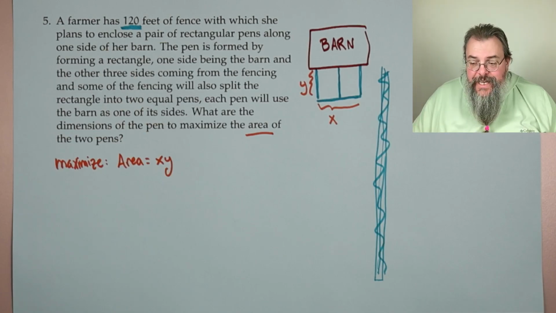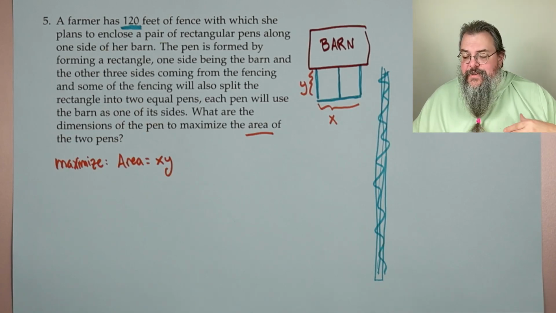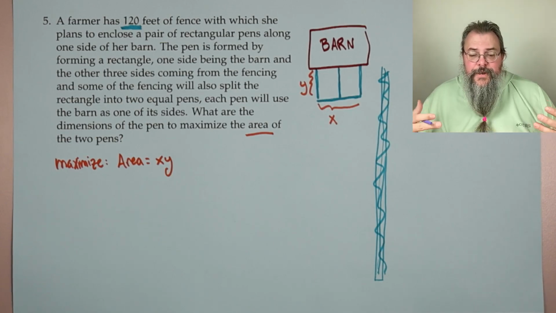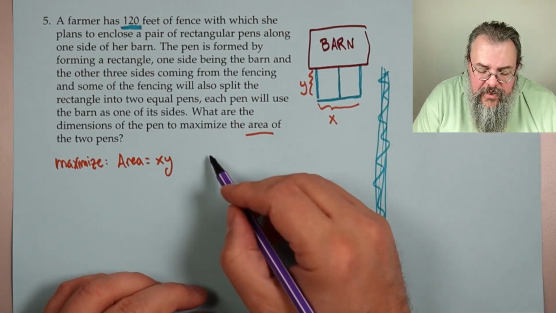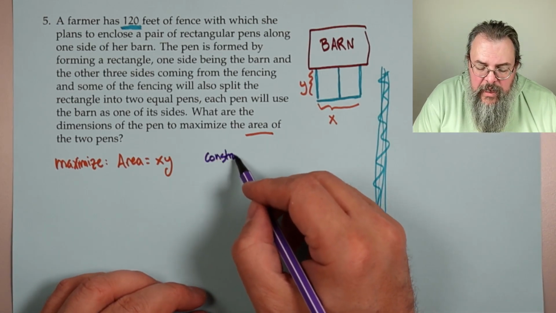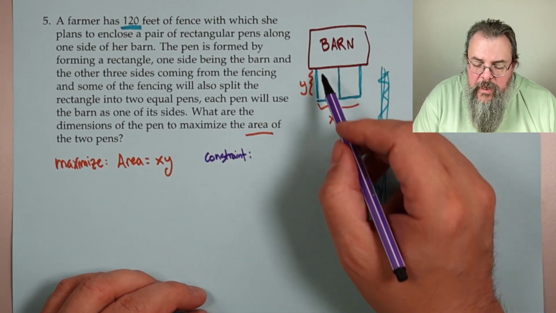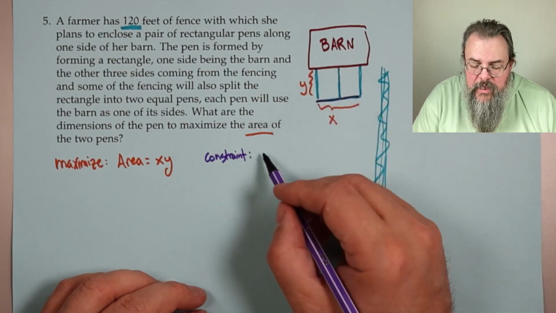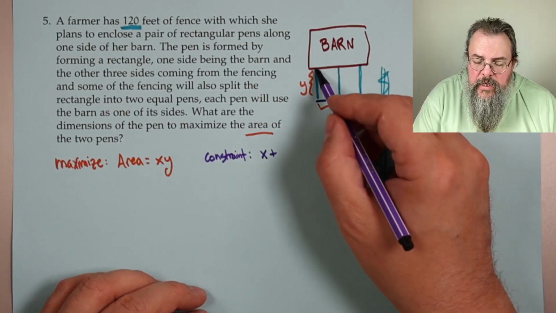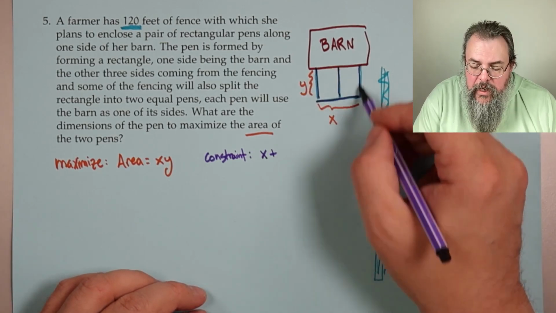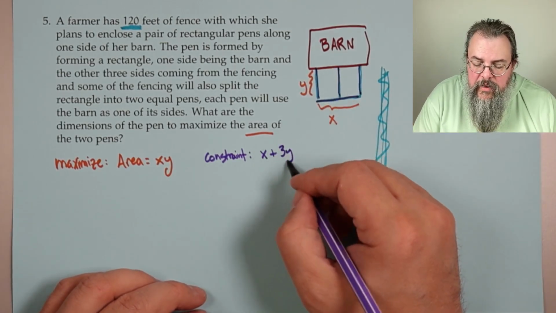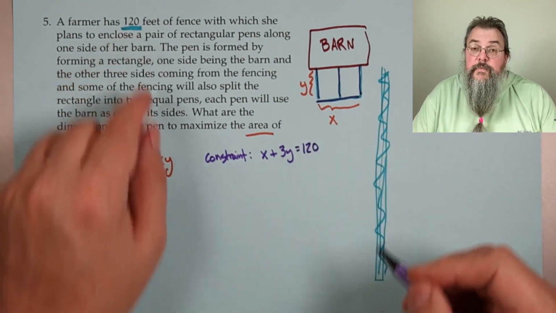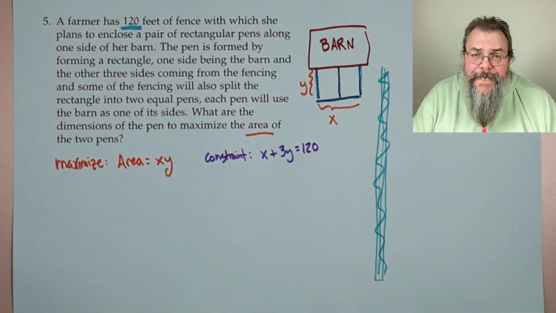Well, there's a constraint. So that 120 is actually saying you can't choose arbitrary x and y. You have to be able to build it with what you have available. So what's our constraint? Well, how much fencing do we need? We need x length here, but we don't need anything over there because that's the barn. So we'll need x, and here we'll need y length and y again and y again. So 3y, and that's how much fencing we need, and here's how much fencing we have. So x plus 3y equals 120.